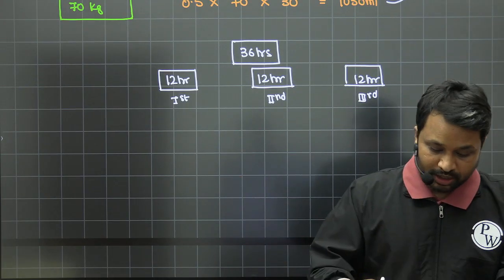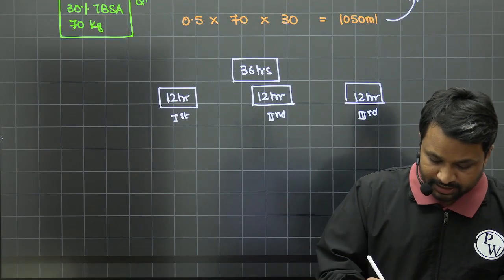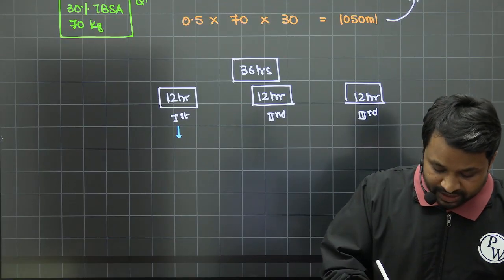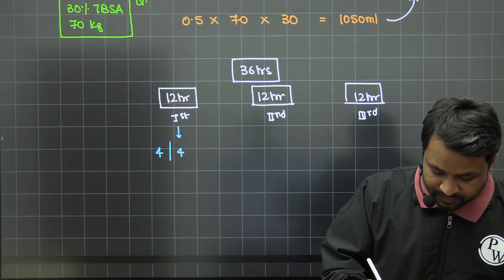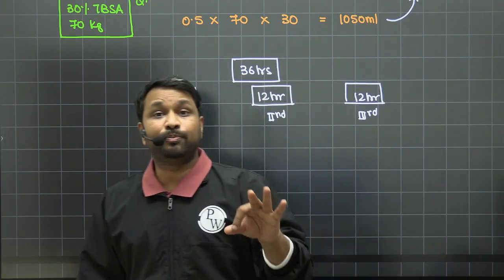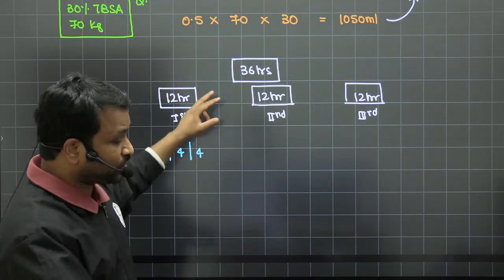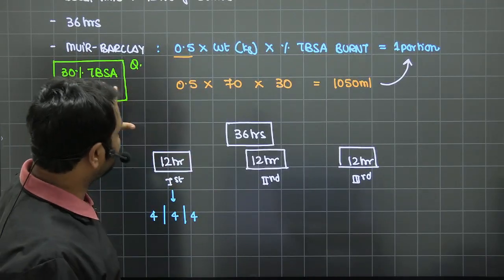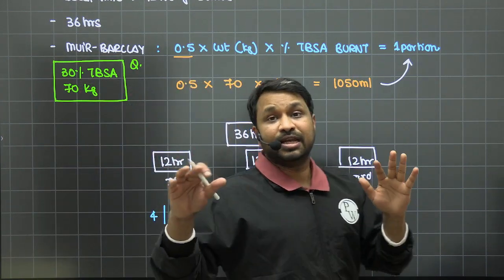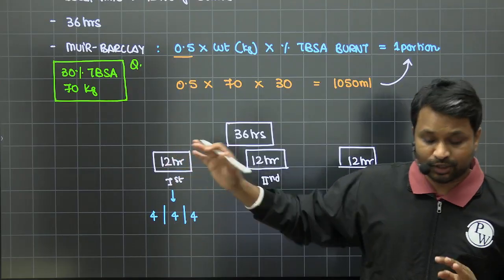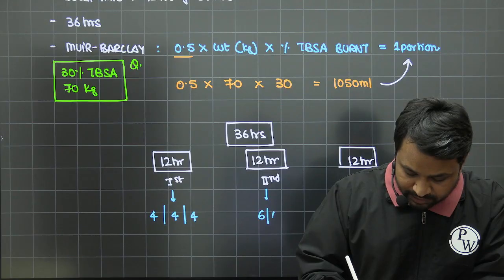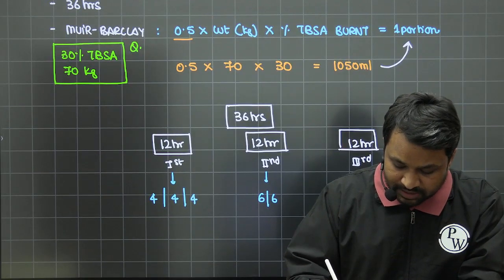So according to the Muir and Barclay formula, if you want to resuscitate the patient, when you look at the first 12 hours, you can give every fourth hourly. So I can give one portion every fourth hourly in the first 12 hours. How many portions can I give? I can give 3 portions. What is a portion? The amount of colloid that you have calculated. So I can give 1 liter every fourth hourly for 3 consecutive times, that means for the first 12 hours. In the second 12 hours, I will give every 6th hourly, so I can give 2 portions. And in the last 12 hours, I will give only 1.